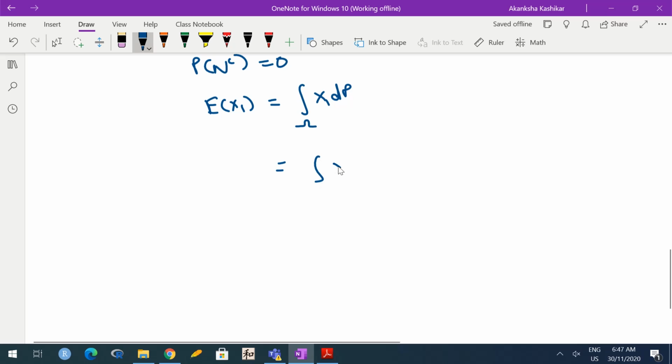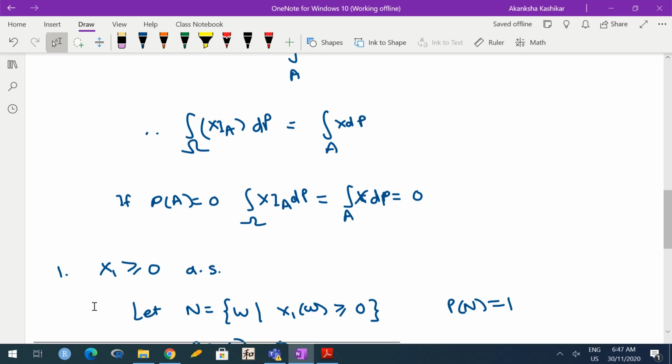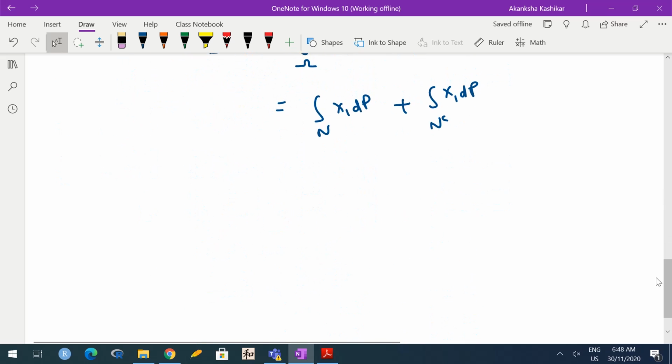This can be written as integral x1 dP over N plus integral x1 dP over N complement, because N union N complement is going to be the entire omega. Now we just said that if probability of A is 0, then integral of x over that A is always 0. Here we are already saying that probability of N complement is 0. So this part of the expectation will never contribute. This will always be 0. So we have to worry only about this.